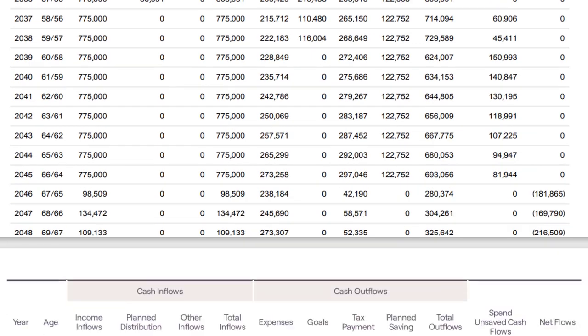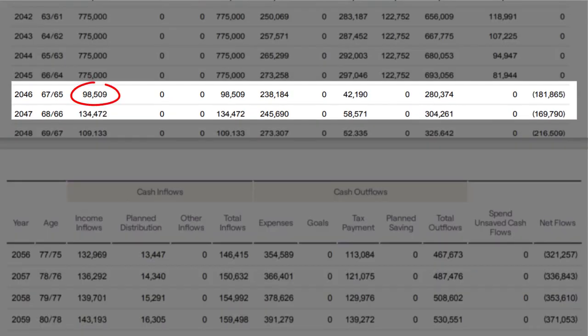They're planning to retire at age 67, at which point their income tapers off and they start spending from their various savings and investments accounts.